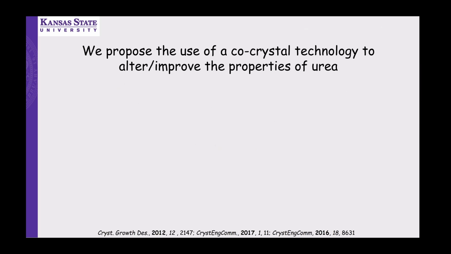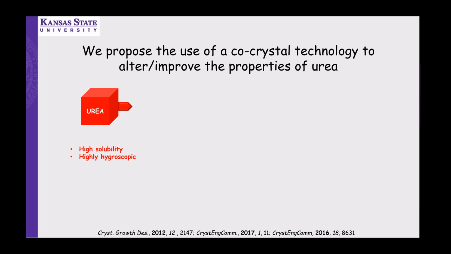So the way we're going to solve this problem is relatively simple. We are using something called co-crystal technology, which we have developed for probably about 15 years in my lab now, but we have never really applied it to agrochemistry or agriculture before. The basic principle is that we're going to take urea, which has high solubility and is highly hygroscopic. Both are disadvantages in this process.